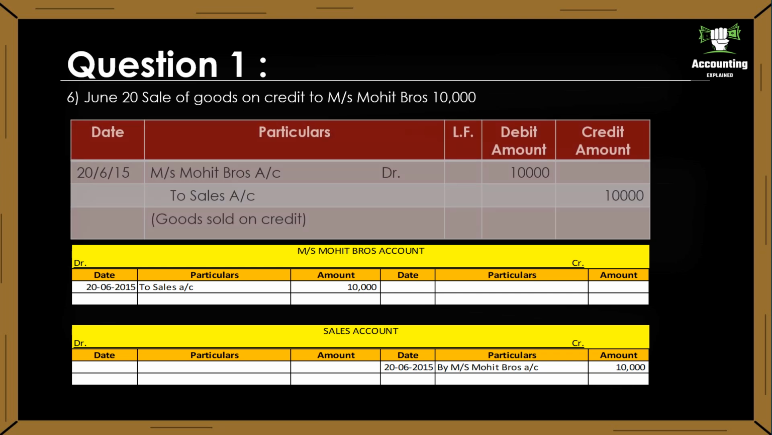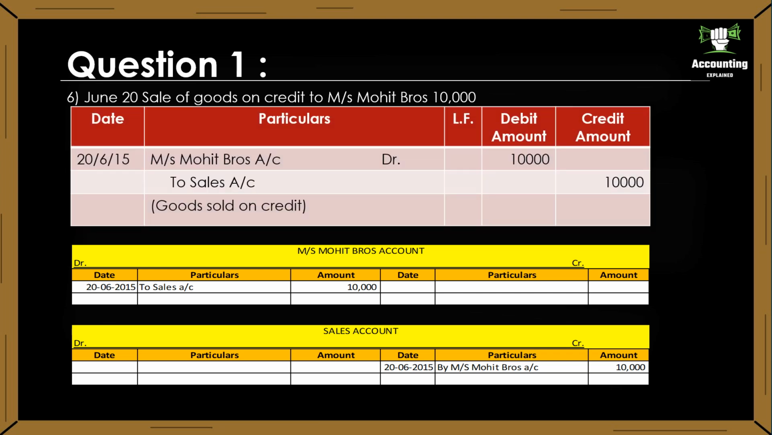June 20, sale of goods on credit to Mohit Brothers 10,000 rupees. Okay, so now you have sold the goods to Mohit Brothers on credit. So when you sell goods on credit, they are going to pay us. When someone has to pay us, they are called a debtor. Debtor is an asset. When the asset increases, you have to debit it. So here debtor is Messrs. Mohit Brothers account debit 10,000 rupees.